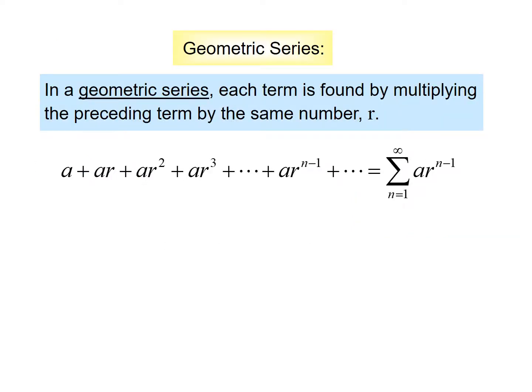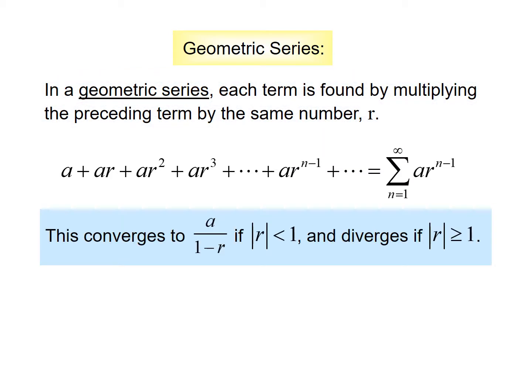Okay, a geometric series is one where you multiply each term by a constant value. We call that number r, the multiplier. And a geometric series converges to a over 1 minus r. A is the first term, r is that common ratio, and this only occurs if the absolute value of r is less than 1. If the absolute value of r is greater than or equal to 1, the series diverges.